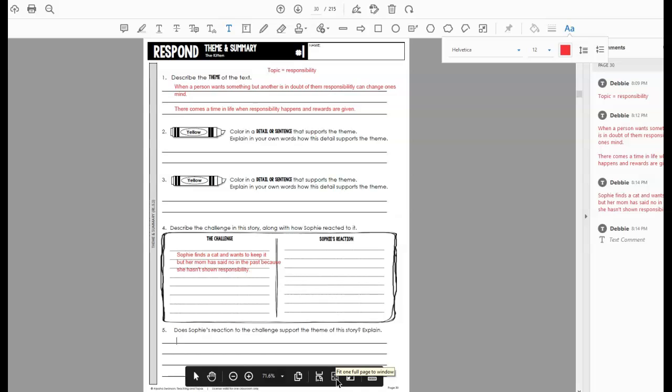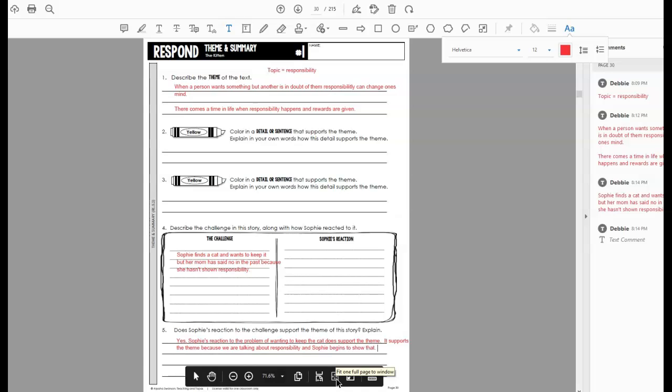So restate that question. Does Sophie's reaction, restate that. Yes, Sophie's reaction to the problem of wanting to keep the cat does support the theme. It supports the theme because we are talking about responsibility, and Sophie begins to show that.